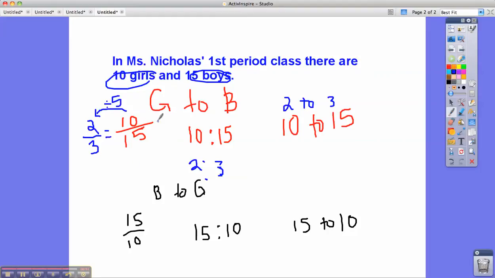So we can talk about scale factors. We could also use a scale factor and make this bigger. So I could say, if I wanted to double the number of people in my class, what would my ratios be? Well, if I doubled 10, that would be 20. If I doubled 15, that would be 30. So the scale factor I used to do that was times 2.